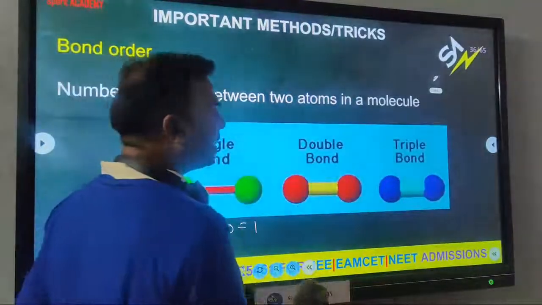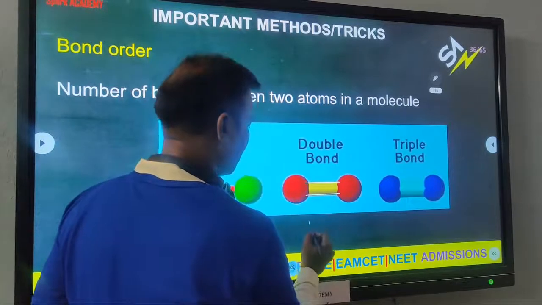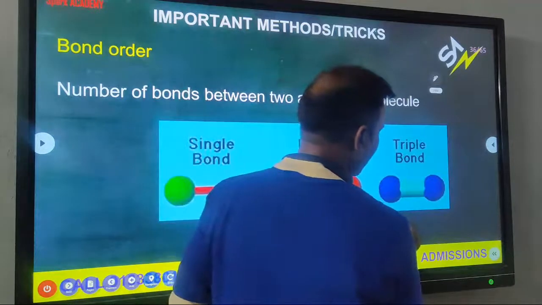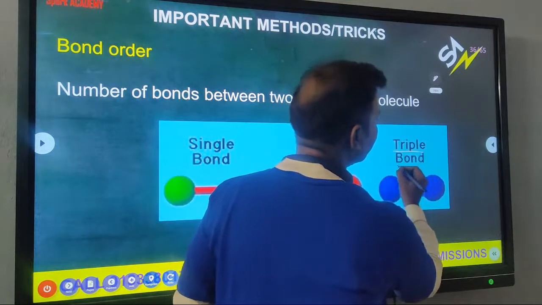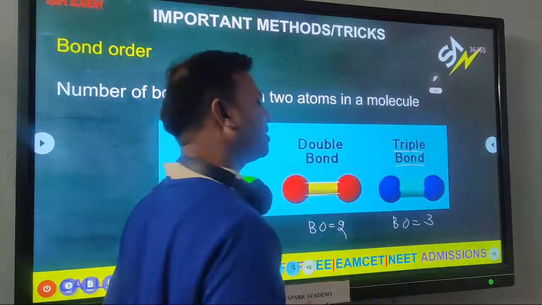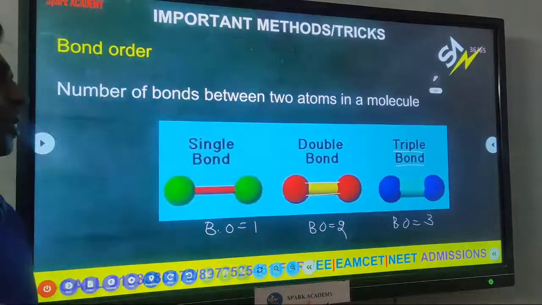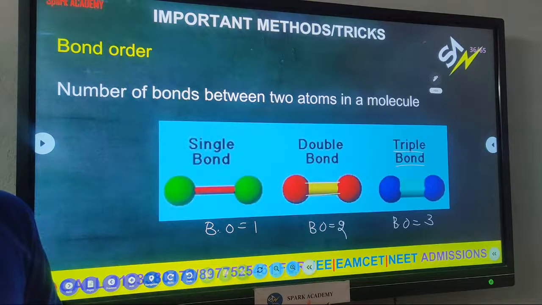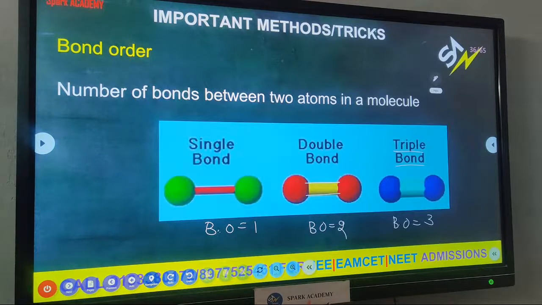What about the bond order here? Because here 2 bonds are there, bond order is equal to 2. What about here? If it is a triple bond, it means 3, not 5, 3. In this way bond orders are 1, 2, 3. Now as bond order increases, what about the bond energy? It increases. So as bond order increases, bond energy also increases. The bond order depends on the number of bonds.